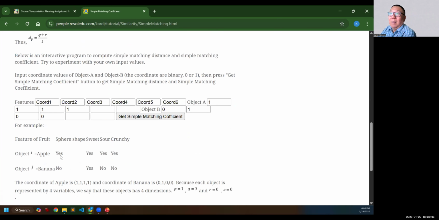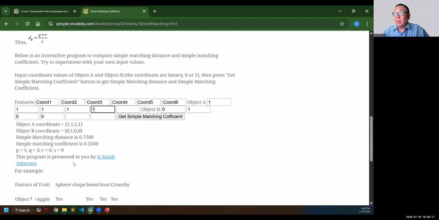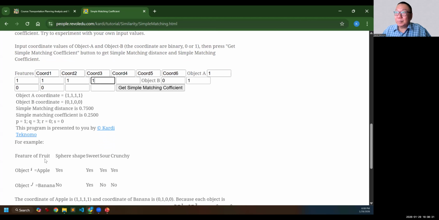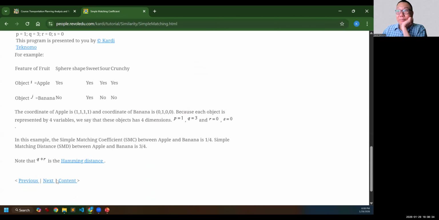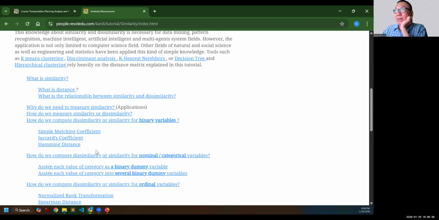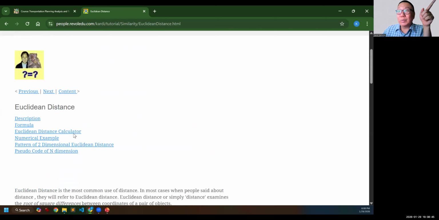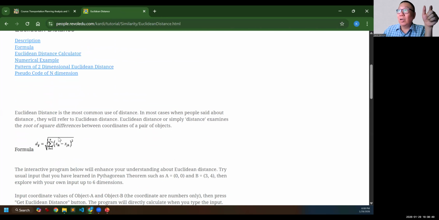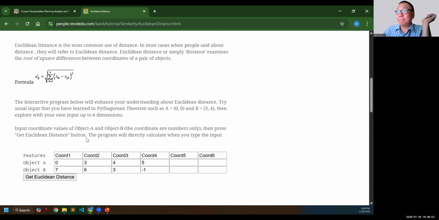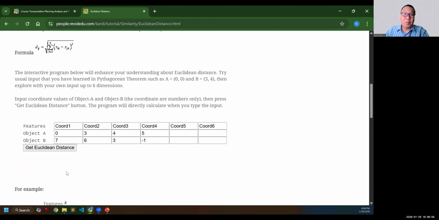So say you have this coordinate. So yeah, apple is yes. Yeah, yes. So 4. Yeah, and then so between coordinate of 1 1 1 1 and then coordinate of 0 1 0 0 is 0.75. Another example so that you can grasp the idea. This is the common distance that you use, right? This is called Euclidean distance.